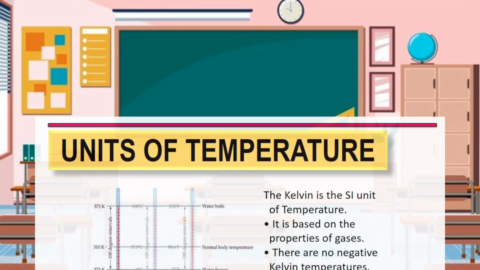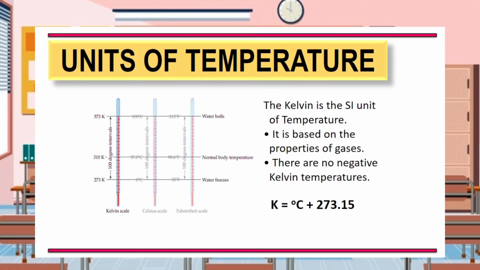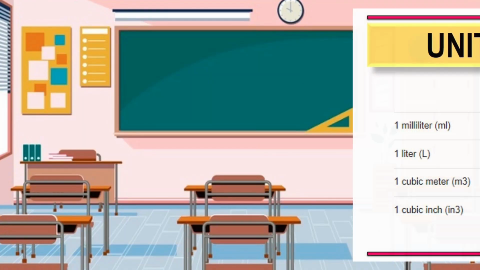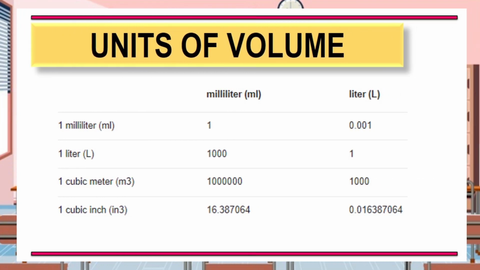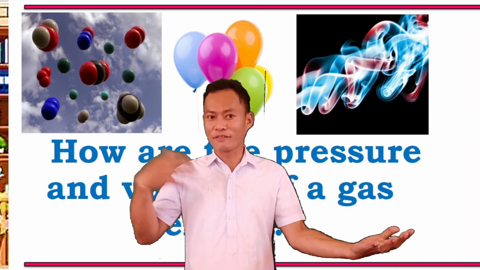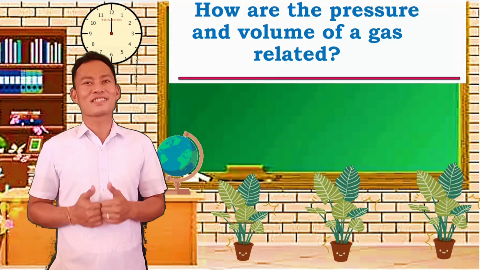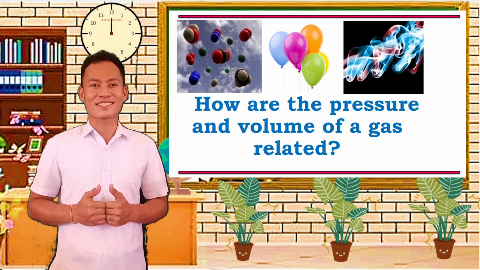For the units of temperature, the Kelvin is the international standard unit of temperature. It is based on the properties of gases. Hence, there are no negative Kelvin temperatures. The units of volume. The volume is the amount of space that a sample occupies. And how are the pressure and volume related? To be able to answer this question, let's discuss first the characteristics of gases.